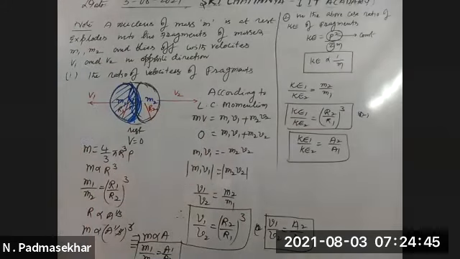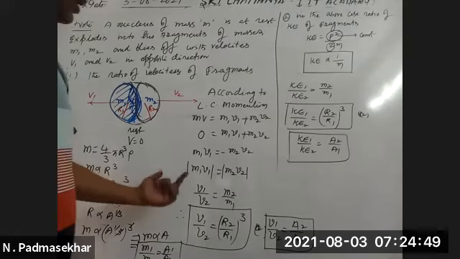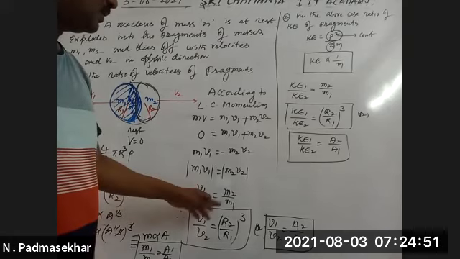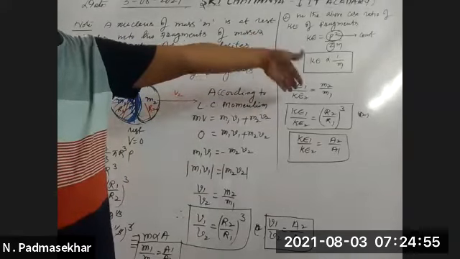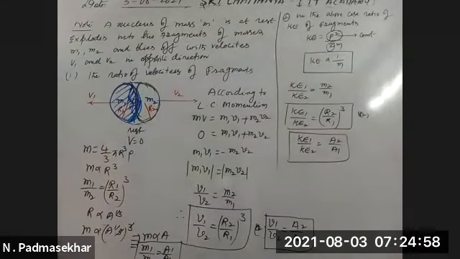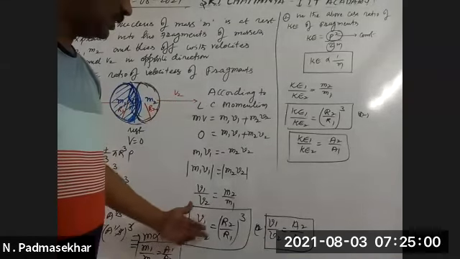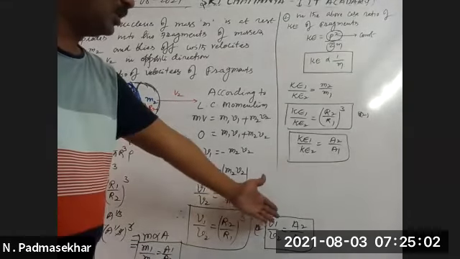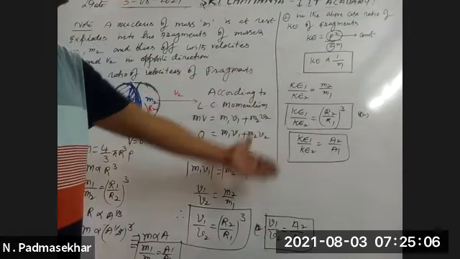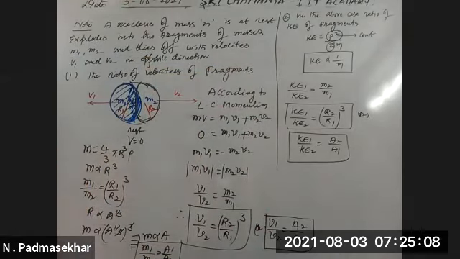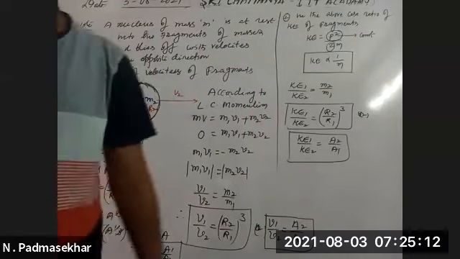Because momentum is constant, when momentum is constant, velocity is inversely proportional to mass. And when momentum is constant, kinetic energy is also inversely proportional to mass. The ratio of the velocity is r2 by r1 whole cube, which is a2 by a1, and the ratio of the kinetic energy is also the same, r2 by r1 whole cube and a2 by a1.